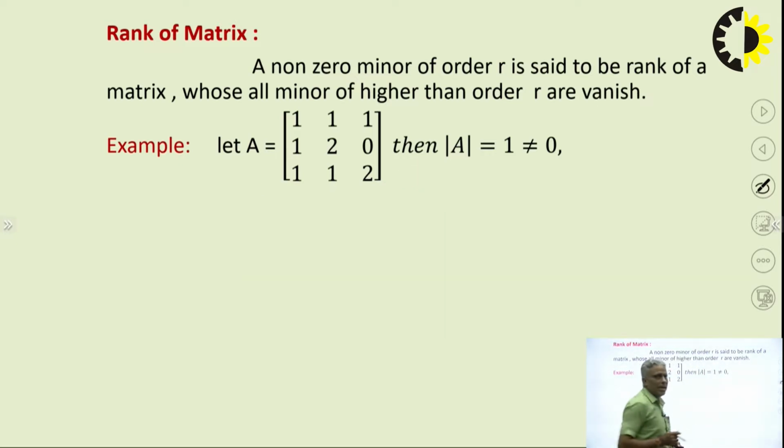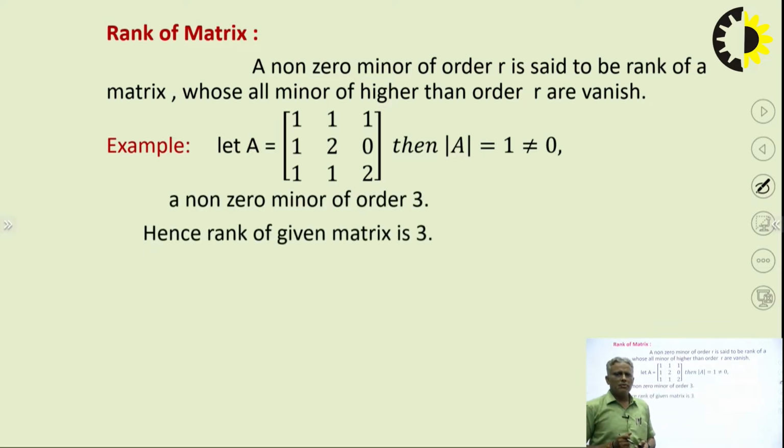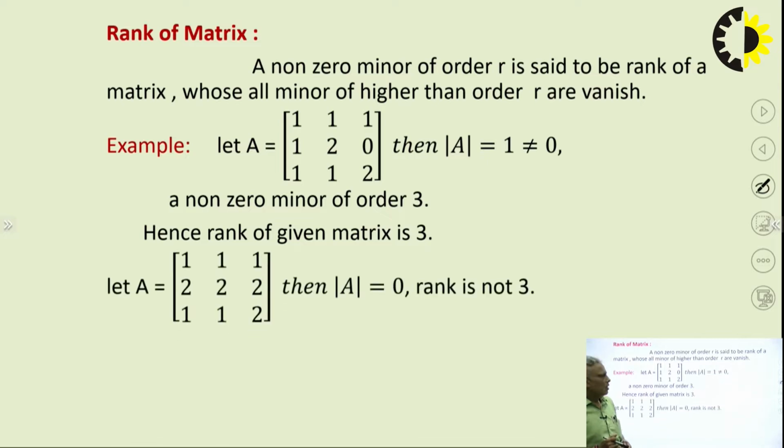Suppose our aim is to calculate the rank of the matrix. First of all, we consider that the determinant of this matrix is non-zero, then the rank will be 3 here, because the rank of this matrix depends on the order. So the order of this is 3, so the rank of the given matrix is 3.